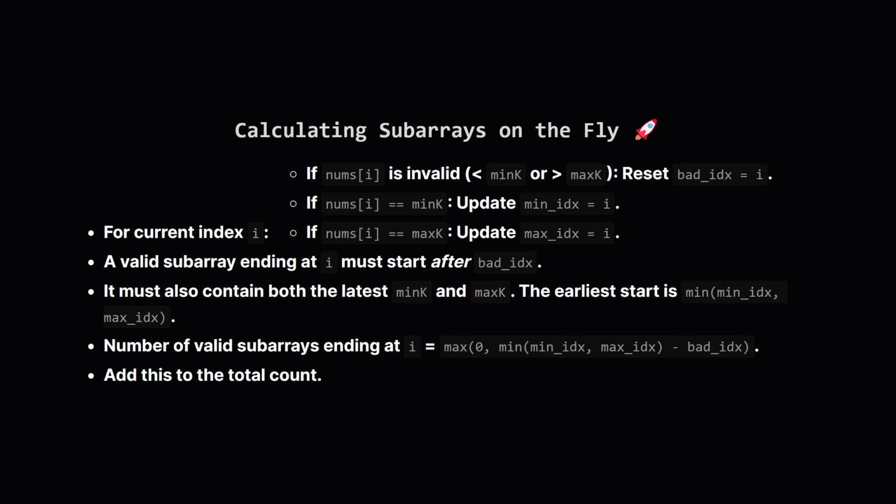Now let's walk through the array using an index i. First, check the number at nums[i]. If it's less than minK or greater than maxK, it's a bad number.